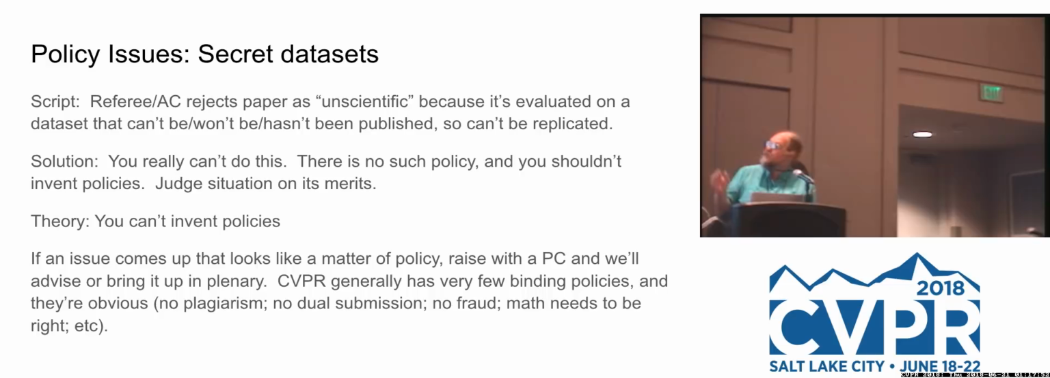Secret data sets. Here is something that has happened several times, and it's a nuisance. A referee or AC rejects a paper as unscientific because it's evaluated on a data set that can't be, won't be, or hasn't been published, so it can't be replicated. Now, we have strong feelings about this issue in the community and strong feelings about openness, and we should. But we don't have a binding policy, and it's not fair for ACs to pull binding policies out of their ears, right? So we know you can't do this because there isn't such a policy, and the theory here is you can't go inventing policies. Everybody needs to discuss and agree.